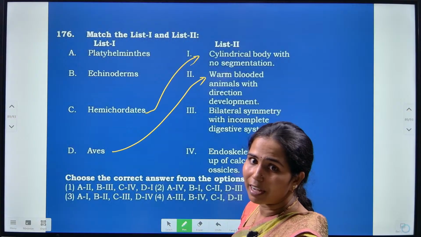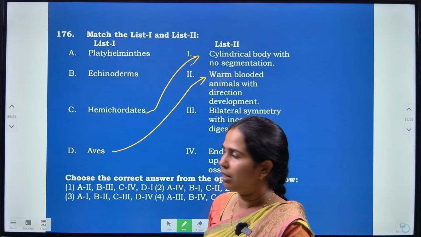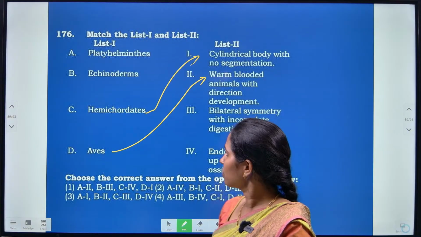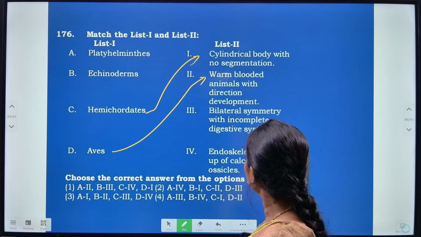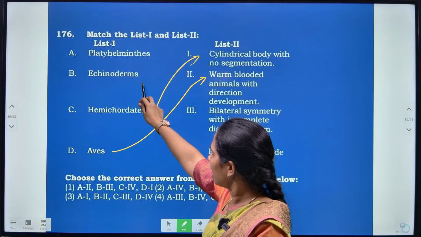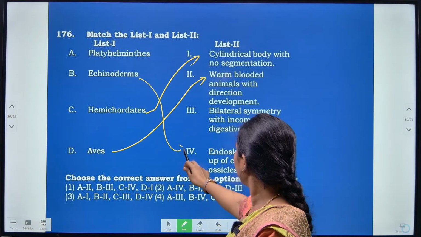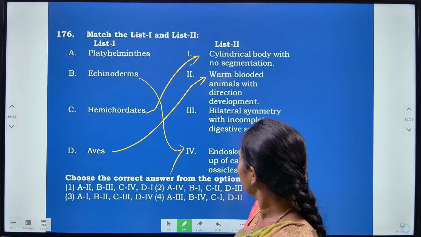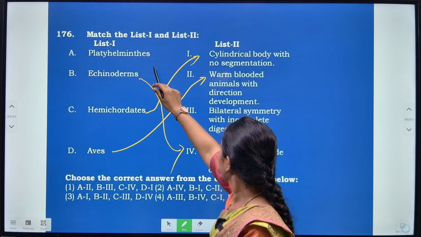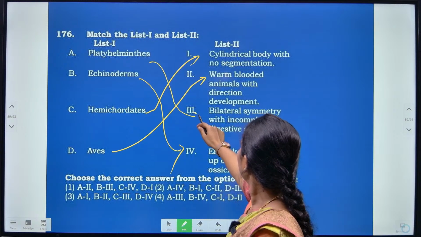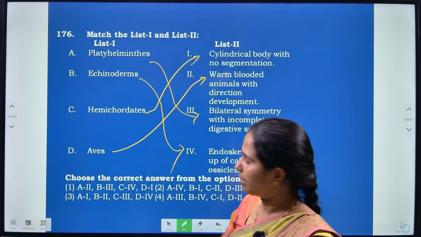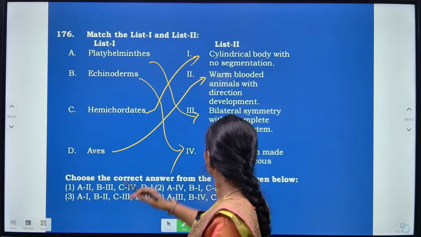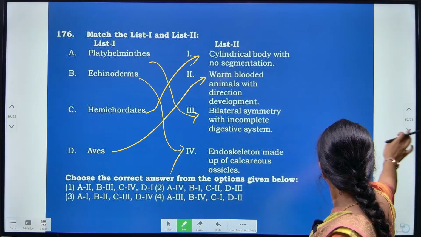That is, the phylum Hemichordata is a connecting link between chordates and non-chordates. Example is Balanoglossus here. Then comes Echinodermata. Their endoskeleton is made up of calcareous shell, or calcareous deposition. Platyhelminthes have bilateral symmetry with an incomplete digestive system. So I have matched. You just choose the correct option from the options given.